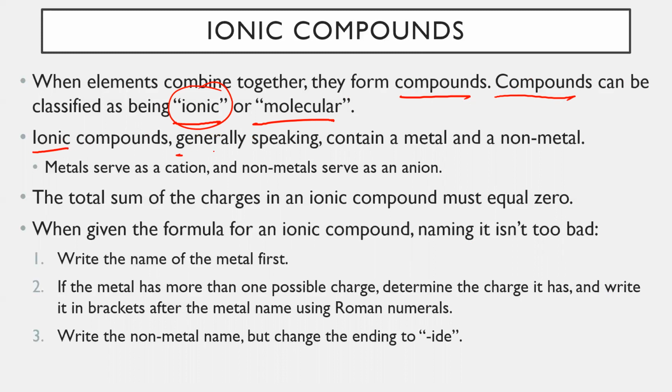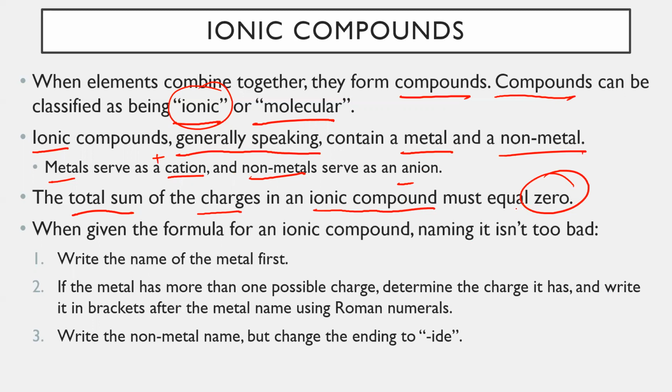Ionic compounds, generally speaking, not always, but almost always, like 99% of the time, in every case we're going to look at, at least in Science 9, contain a metal and a non-metal. Metals will always serve as a cation, so they'll always be the positive one. Non-metals are always going to serve as an anion, so they'll be the negative one.